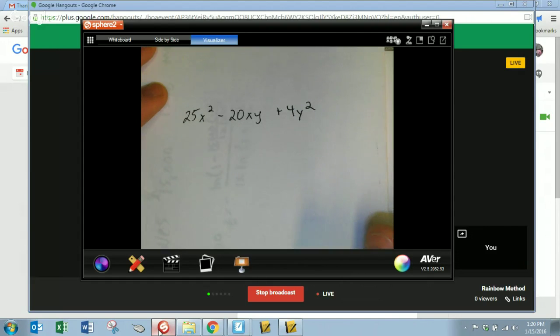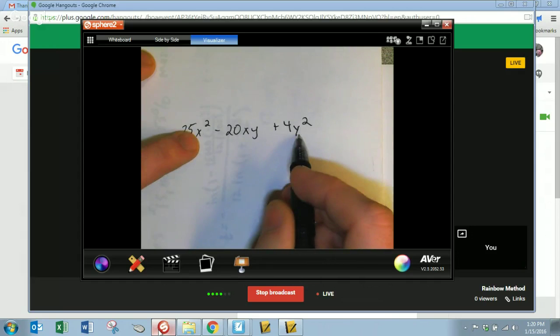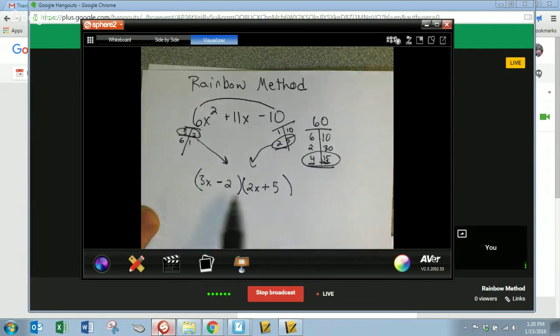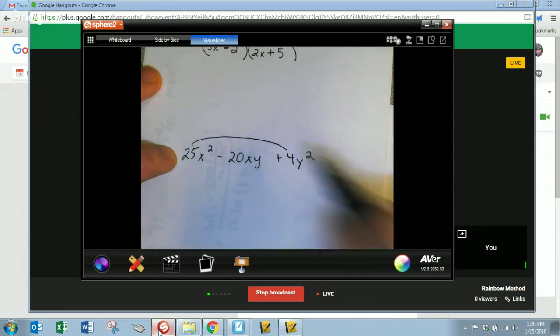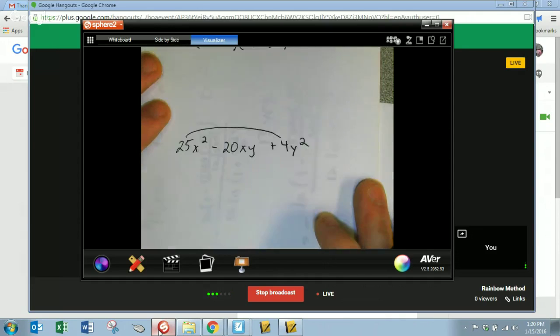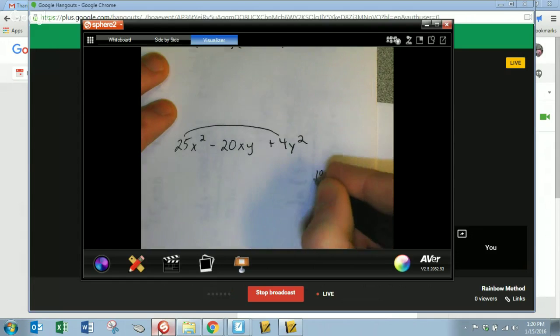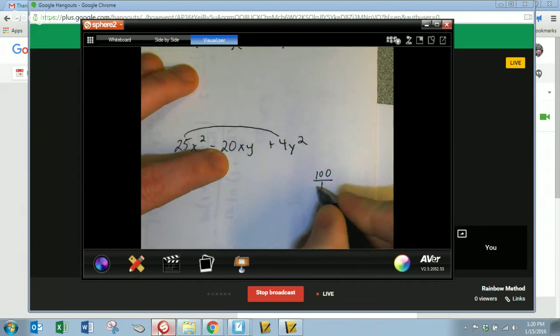So I get 25x squared minus 20xy plus 4y squared. Now I have x's and y's in both. That doesn't really matter. It just means down here in my answer, I'm going to have x's first and y's second. So we multiply those: 25 times 4 is 100. And I need factors of 100 that add to 20.